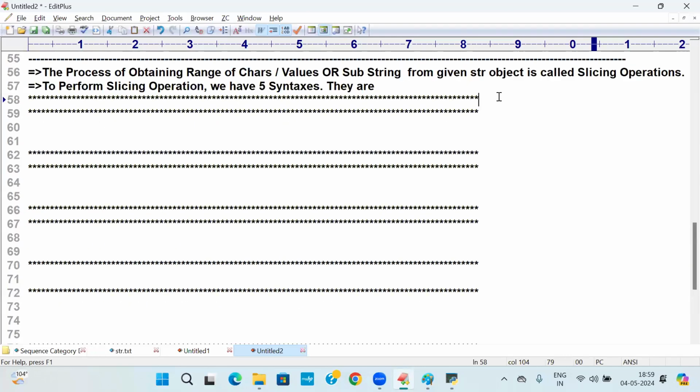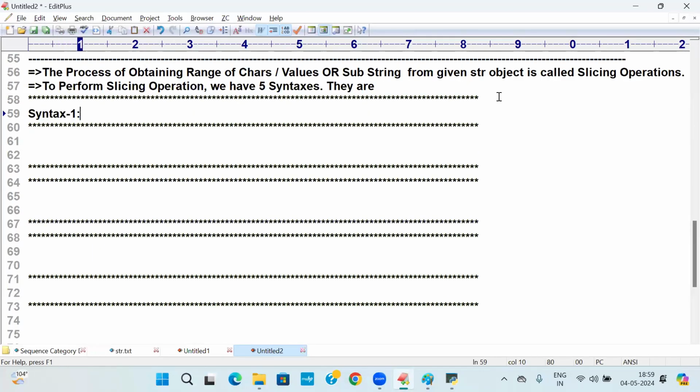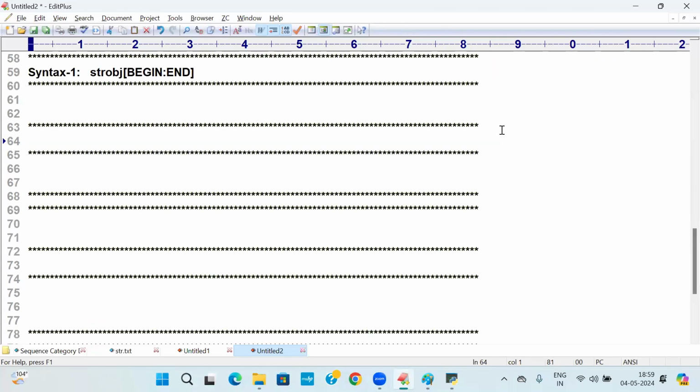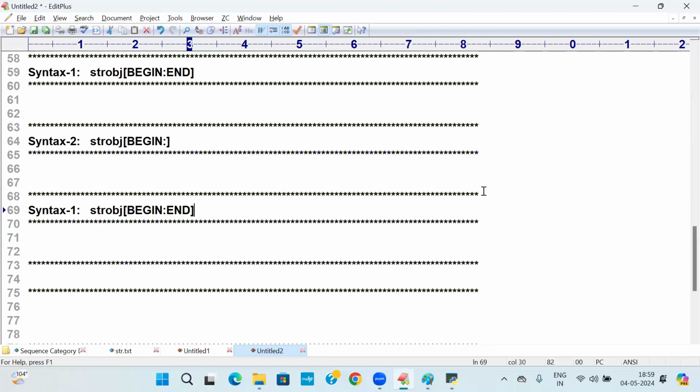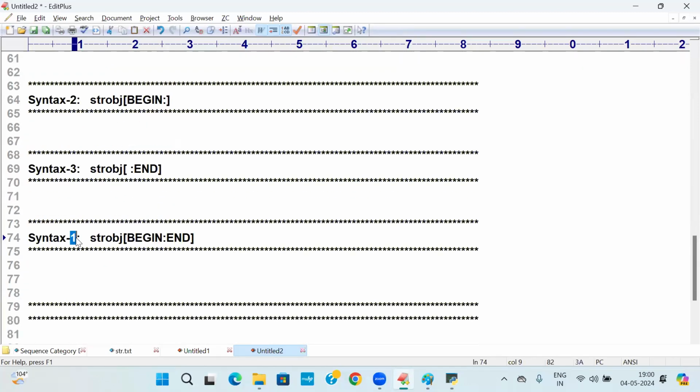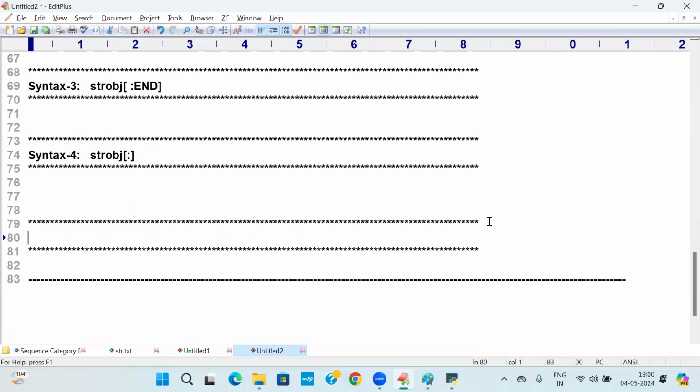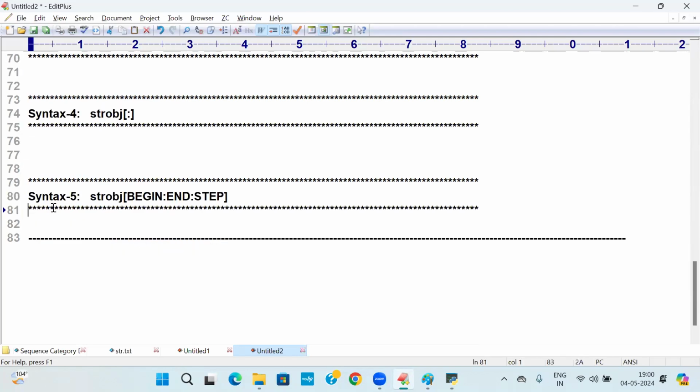Let me write the syntaxes. Here I am writing syntax number 1: strobj[begin:end]. This is syntax number 1. Syntax number 2 I will write, because all these things one by one I will explain. Syntax number 3: just a colon and end. Next, syntax number 4: just a colon. And syntax number 5: begin colon end colon step. This is my syntax explanation.